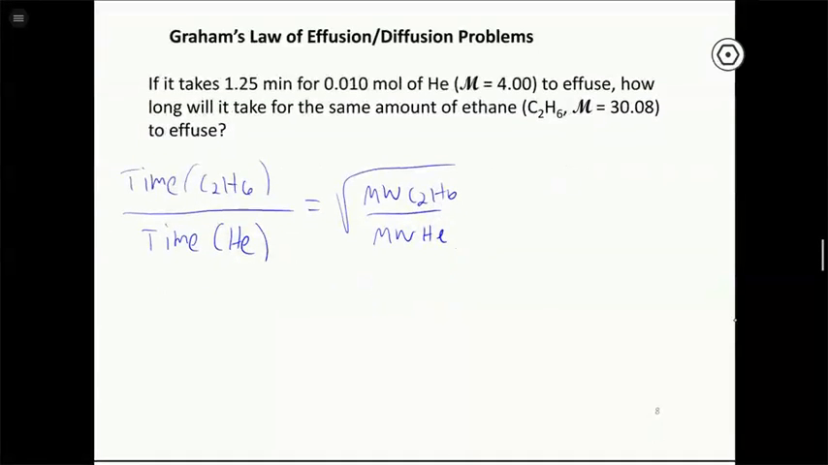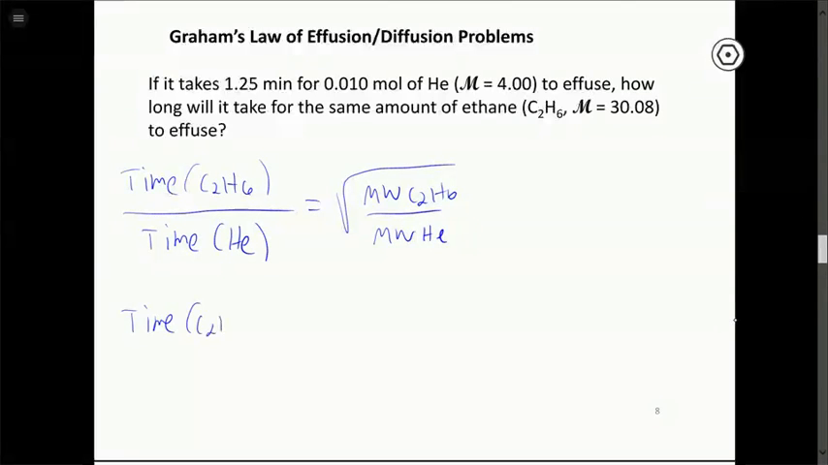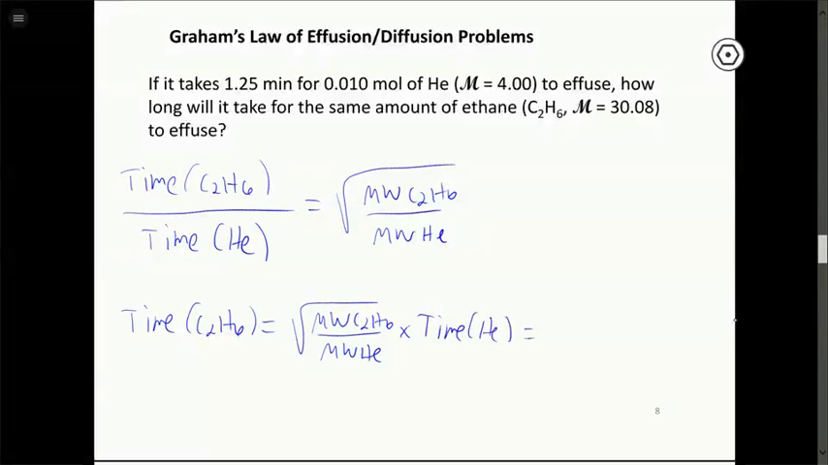So we just have to do a little bit of algebra. We're solving for the time that it takes for ethane, C2H6. So we just multiply both sides by the time for helium. And then we just start plugging in numbers.